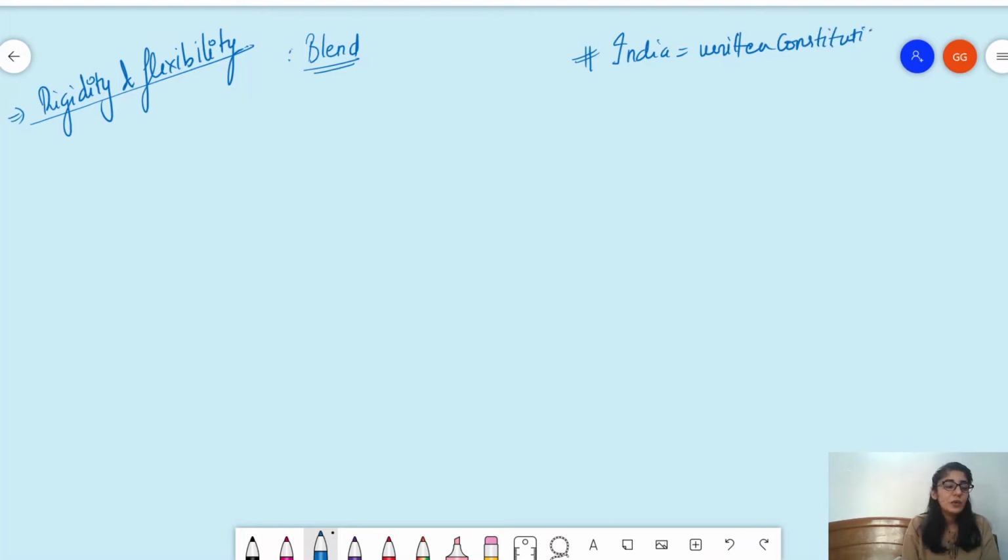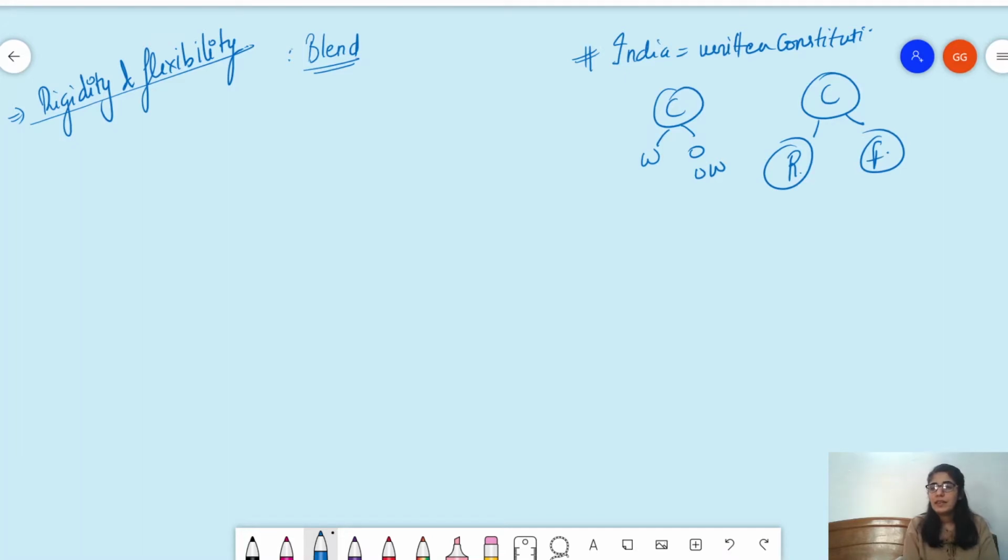Is this clear? Constitutions can be written or oral, unwritten, but their nature can be classified into two groups: they being rigid and they being flexible. This R and F is only rigid and flexible, right? Let's see. Basically, how is it rigid and how is it flexible?